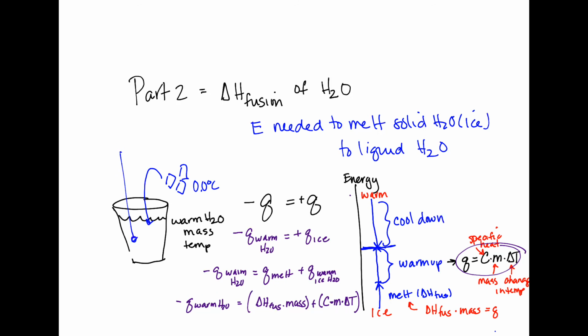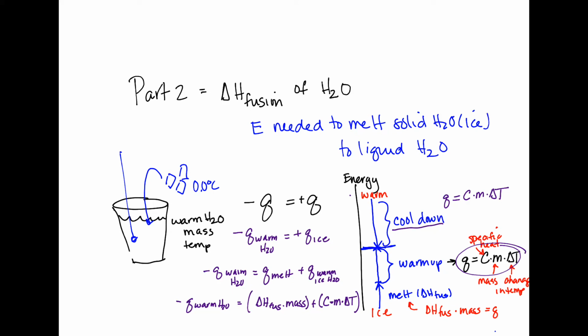So the Q of the warm water is the amount of energy that the warm water is losing by cooling down. And cooling down is a temperature change. And so anytime we have a temperature change, we can use the equation Q equals C times M times delta T. So I'm going to go ahead and put that in on this side.